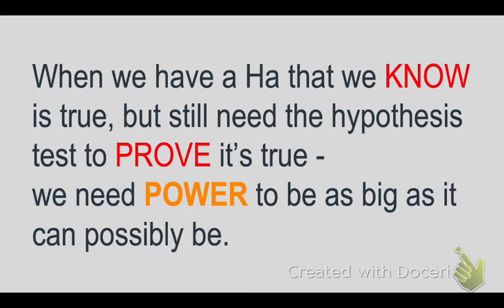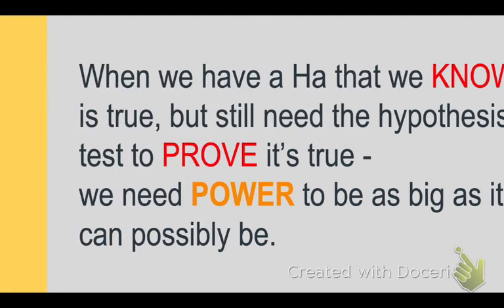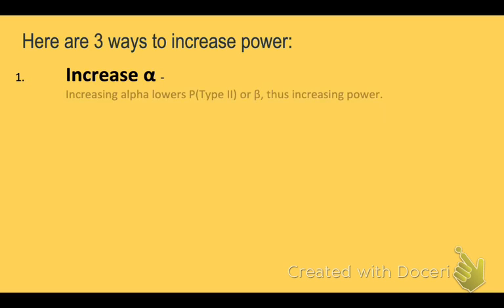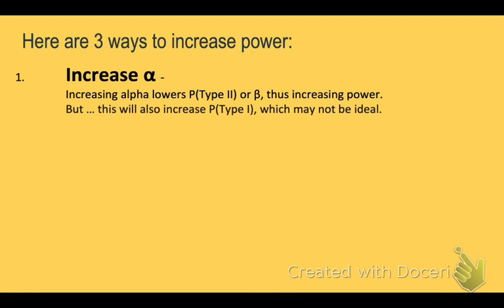Okay, so when we have a HA that we know is true but still need the hypothesis test to prove it's true, we need power to be as big as it can possibly be. So here are 3 ways to increase power, and you want to make sure you know all of these. You can either increase your alpha, right? Because remember, increasing your alpha decreases your beta, and power comes from 1 minus beta. But the problem with this is it will also increase our probability of type 1 error. So that might not always be the most ideal situation for increasing our power.